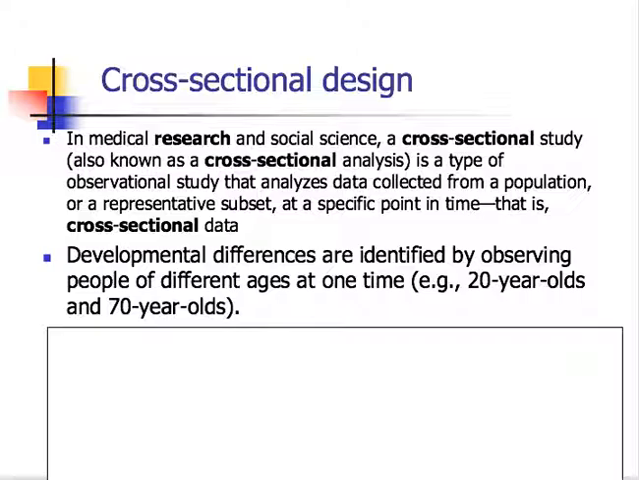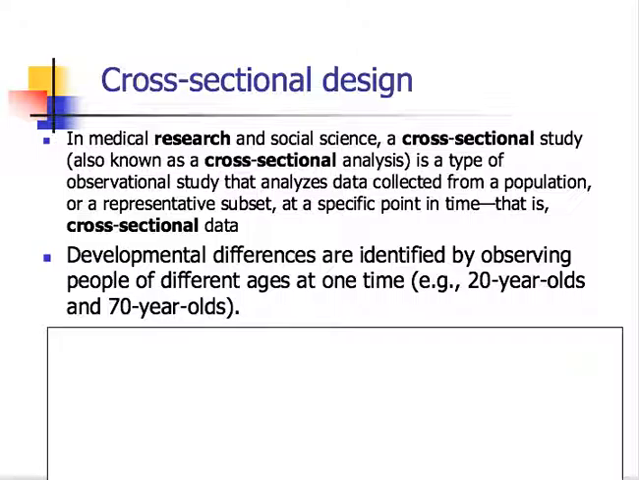And by the way, one time does not mean you observe them literally at the exact same time. It can mean over a span of a few months that you are observing people. But you only observe each person once, and it's a between subjects design. You compare the scores of different groups. Let's think of an example.